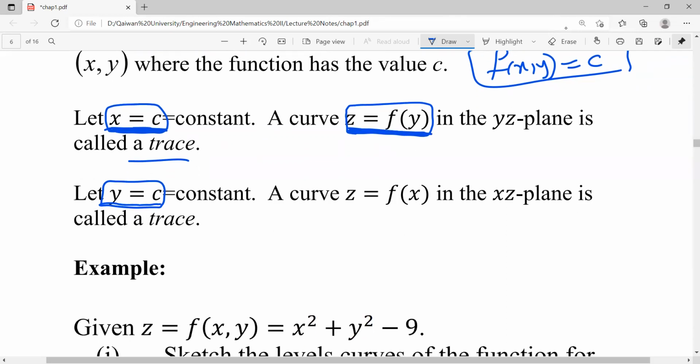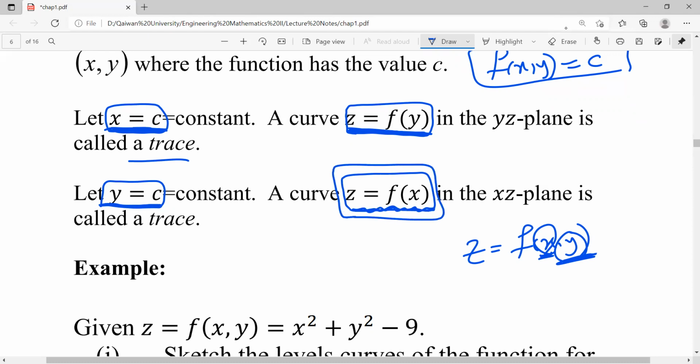Even if we have y to be a constant, if we replace y by a constant, we get z equals f of x. Since we have z equals f of xy, if you replace x by a constant, we just have y in the function. But if we replace y by a constant, we just have x in the function. That means that z here is f of x. We draw the graph for this function, and it will be the trace for the function.